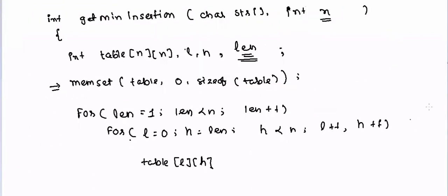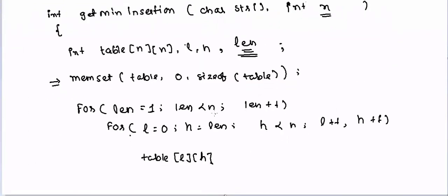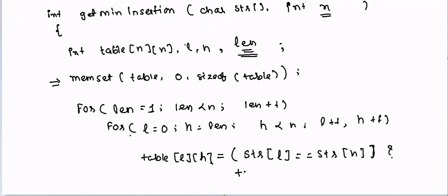So we'll follow the same formula. The table of LH equal to, we'll write directly with the star character so that it requires less space, if string of L is equal to string of H. If string of L and string of H are equal, we can directly go and check what is required in table of L plus 1, H minus 1, correct?